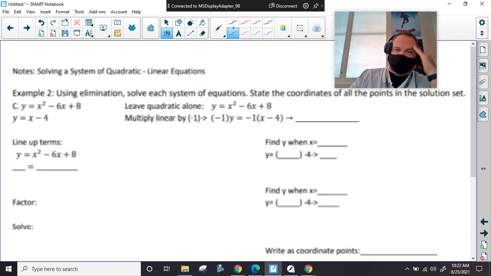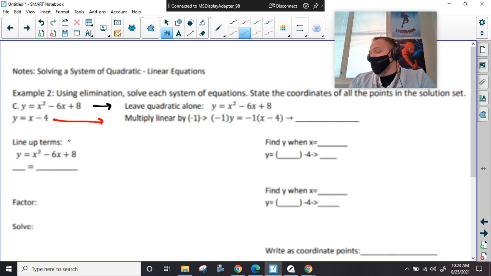All right, so the first thing that you would do is you leave the quadratic alone. I will usually put the quadratic on top. Okay, y'all should know quadratic, that's the one with the x squared. All right, we're going to multiply the linear, that's the bottom one, the one with x to the first power, by -1. So we multiply everything. So -1 times y is -y. -1 times x is -x. And -1 times -4 is a +4. Okay.